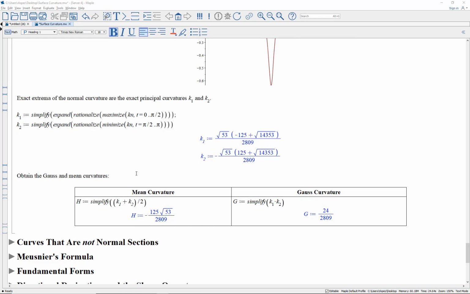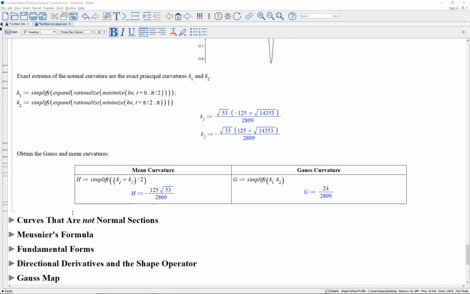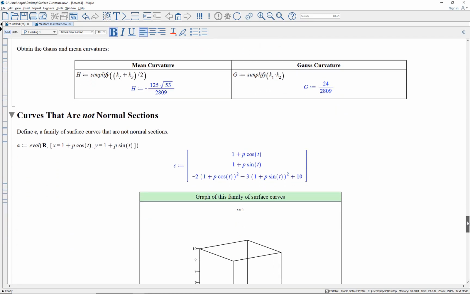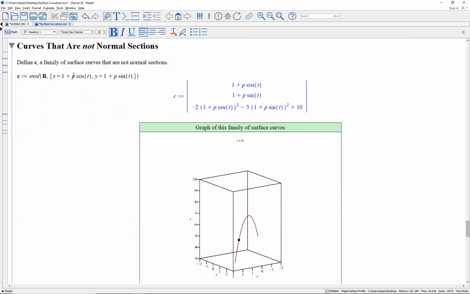all right, there are books that deal with curves that are not normal sections. So I said, okay, I've got to investigate curves that are not normal sections. So I took some straight lines in the plane. X is 1 plus p cos t, y equals 1 plus p sine t. So cos t, sine t takes this family of lines around in a circle. They all pass through 1, 1. P is the parameter along one of these curves.